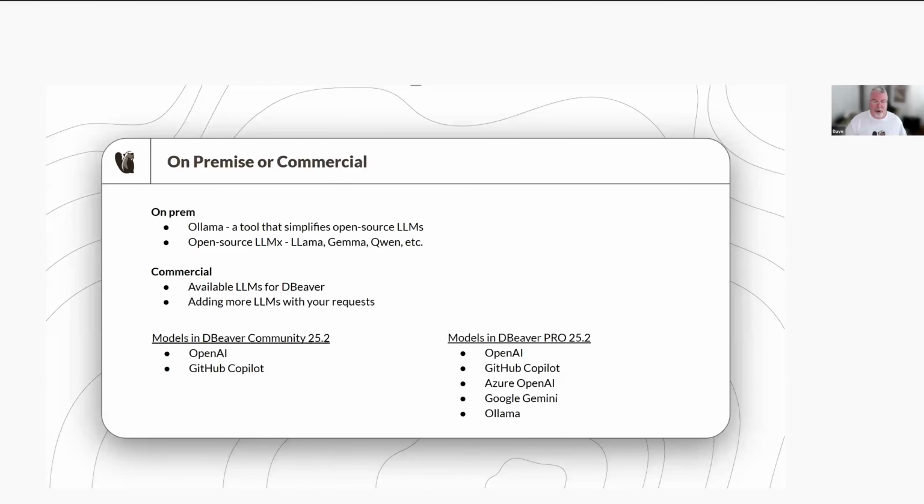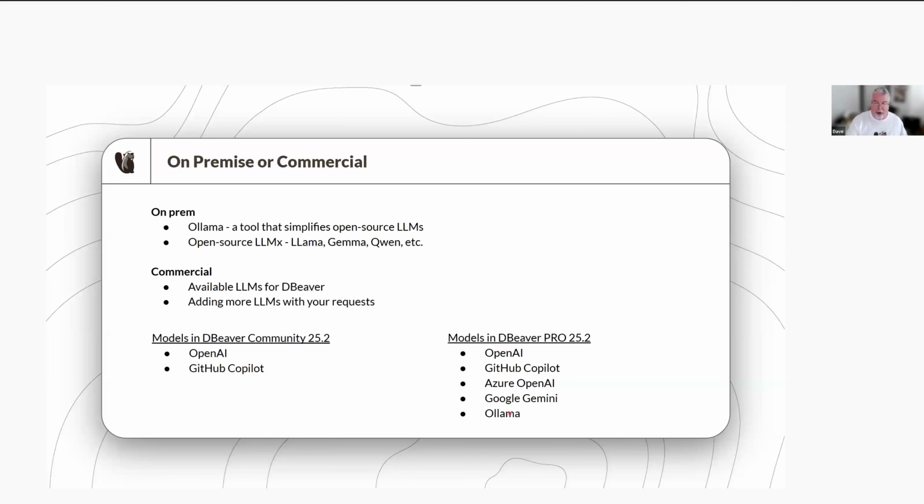Now, for the LLMs, there are several options out there. I'm going to read these out of order. Commercial options out there, you've probably been bombarded with these: ChatGPT, Grok, all these others, GitHub Copilot. They're out there, and some of them have different charges for different things. And there are several available LLMs for DBeaver. In our community edition, it's OpenAI or GitHub Copilot, two very excellent AIs. In the subscription versions, the pro versions, we have OpenAI, GitHub Copilot, Azure OpenAI, Google Gemini, and Ollama.